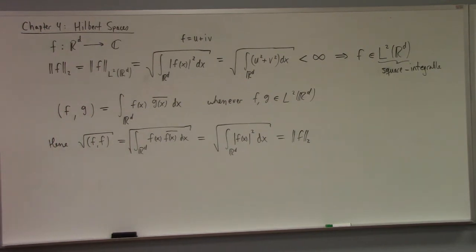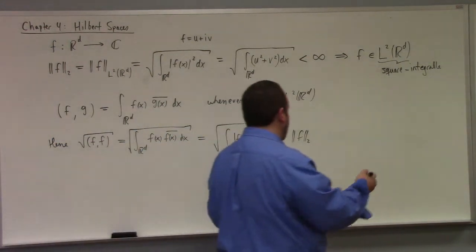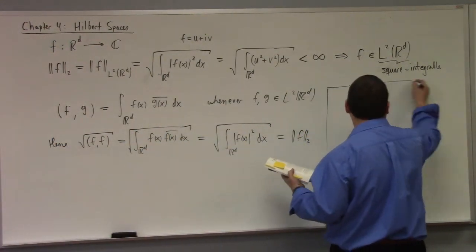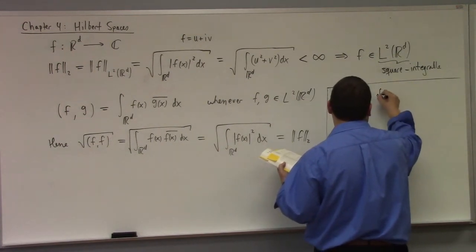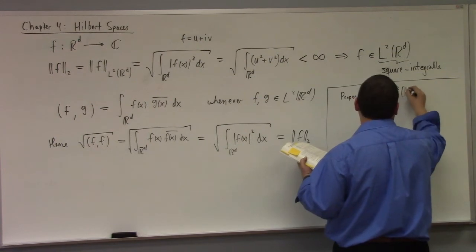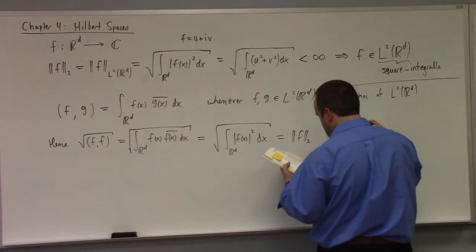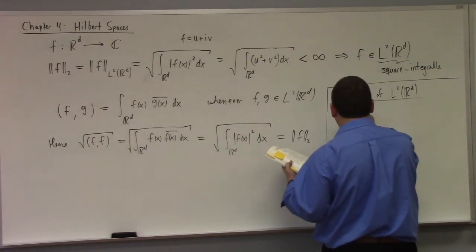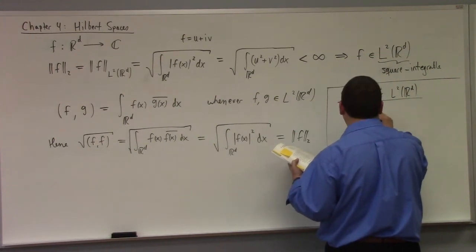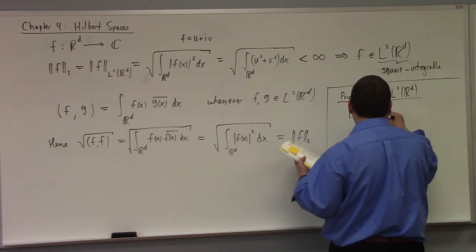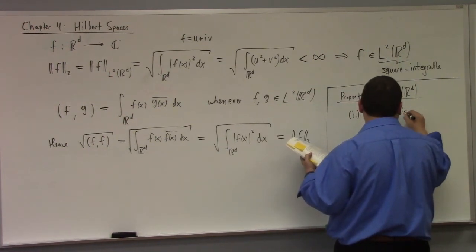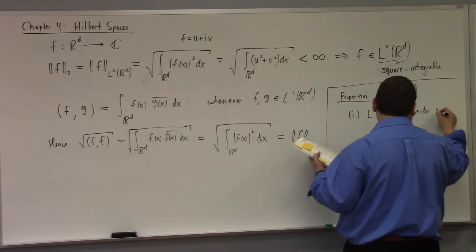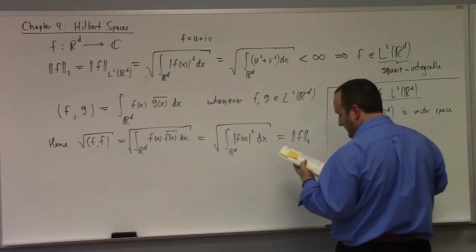Let's see here. So what are some properties here? Properties of the square integrable functions. The first point is if you add two together or you multiply by a number, a complex number, you get back where you started. So L2(R^d) is a vector space, a complex vector space, in fact.